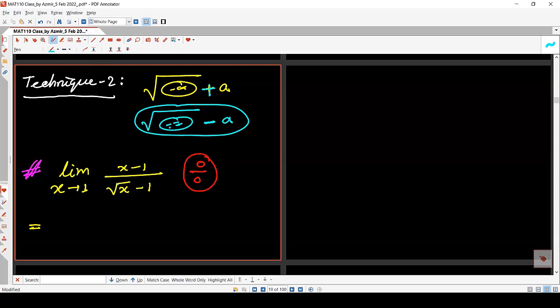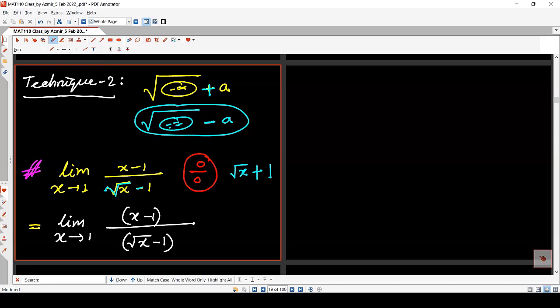You can see that here we have square root of x minus 1. So its opposite term should be square root of x plus 1. Where we have minus, we are using plus. So this term should be multiplied both in numerator and in denominator. So that means we have x minus 1 and square root of x minus 1 here. So we are multiplying square root of x plus 1 in both numerator and in denominator.